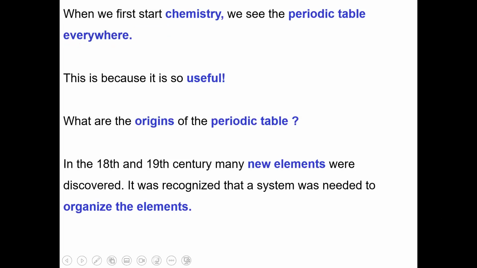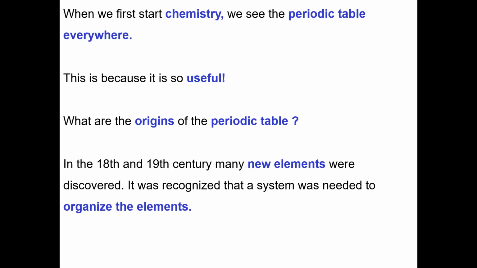In section 2.5, we look at the basics of how the periodic table is structured and also some of the origins of the periodic table. So when we first start studying chemistry, we see the periodic table everywhere, and that's really because it's just very useful. So how did we end up with the current version of the periodic table?